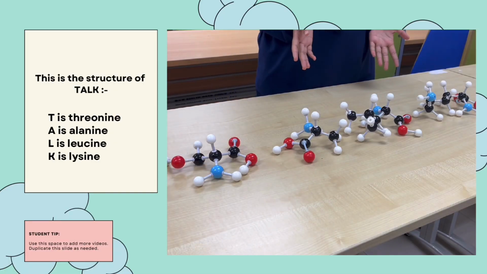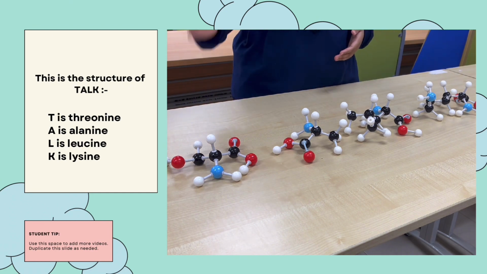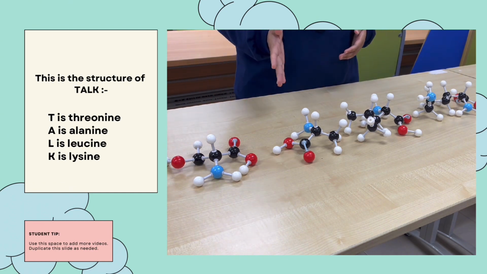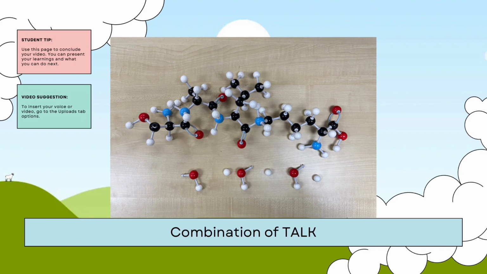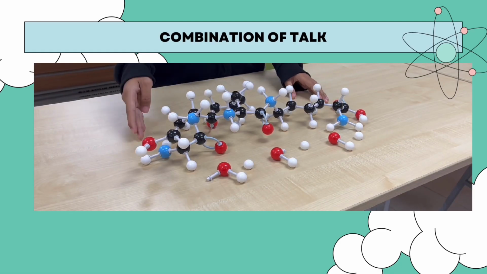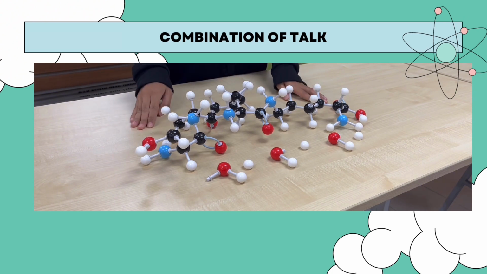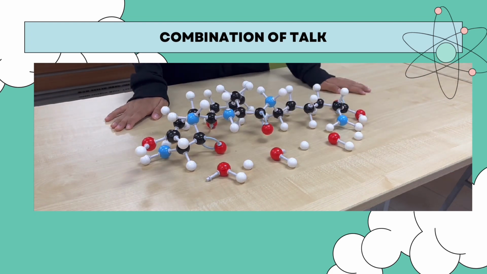This is the structure of TALK. T-A-L-K: T is threonine, A is alanine, L is leucine, and K is lysine. This is the result of the combination of T-A-L-K. It is combined by the COH and the NH by removing the H2O. So this is the removal of the H2O.